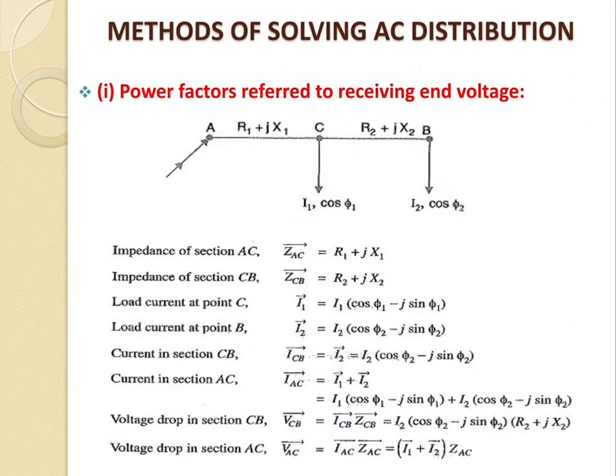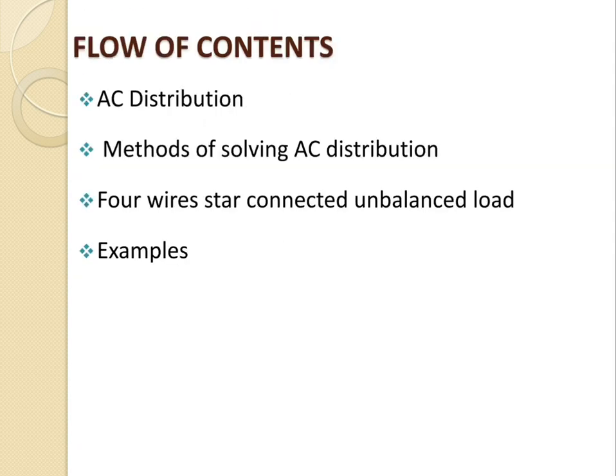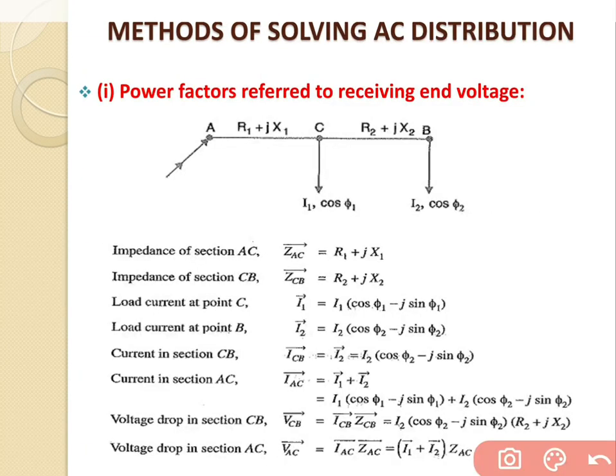Now go for the current in section AC, IAC, which is equal to I1 plus I2. That is I1 in the bracket cos phi 1 minus j sin phi 1 plus I2 in the bracket cos phi 2 minus j sin phi 2.